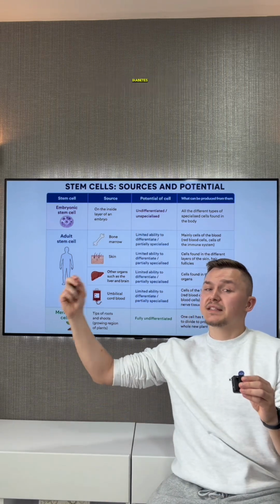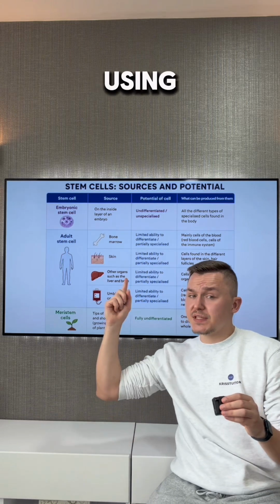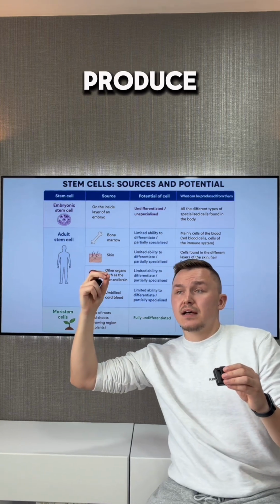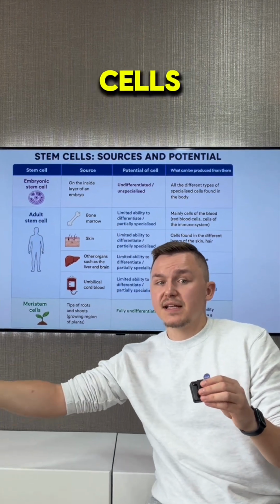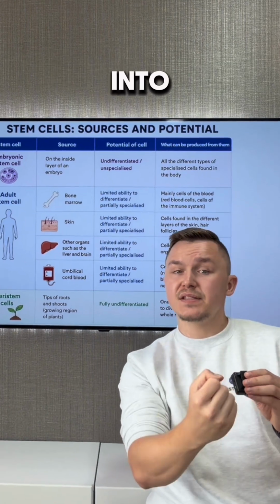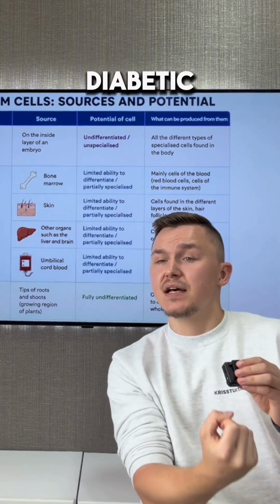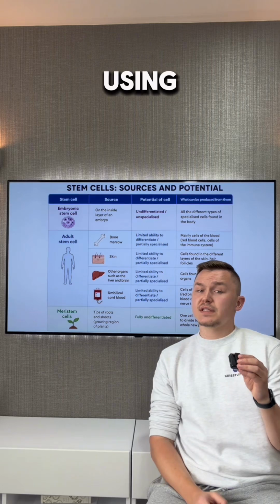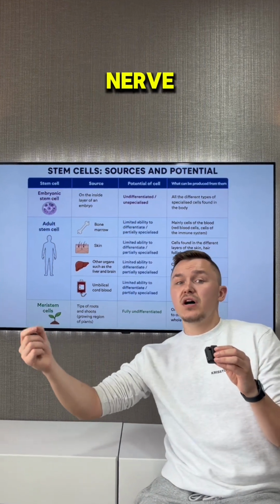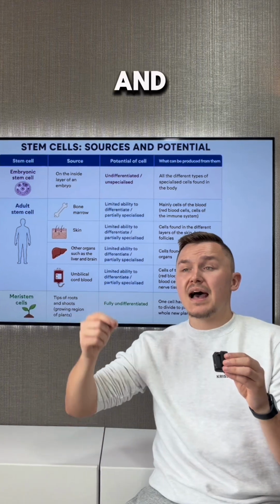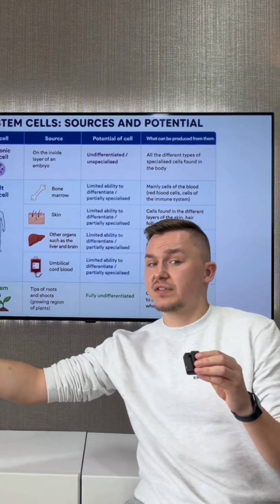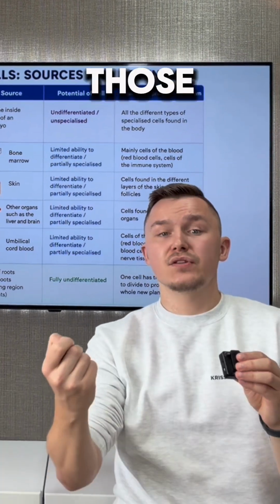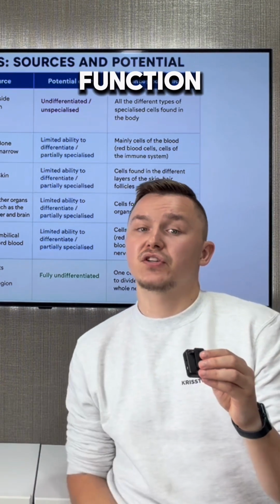For example, diabetes can be treated using stem cells by using those stem cells to produce insulin producing pancreatic cells and then transplanting them into the pancreas of someone who's a diabetic to help them start producing insulin again. Paralysis has also been treated using stem cells by growing nerve cells, neurons, and replacing damaged neurons, damaged nerve cells in somebody who's paralyzed, and therefore replacing those damaged nerve cells, allowing for nerve function to be restored.